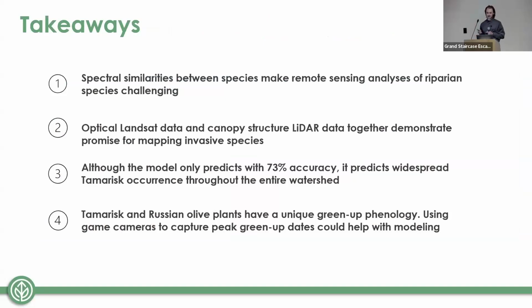Just some quick takeaways. Like I keep saying, the similar spectral signatures between the invasive species and the native species could make this approach pretty challenging. It's hard to distinguish those from a satellite's perspective. But there was some promise in using the Landsat data in combination with LiDAR data, which we use to look at canopy cover of the invasive species. Our model predicted with 73% accuracy. A lot of that is inflated by predicting the absence points really well. But like I said, it does predict tamarisk presence throughout the entire watershed.